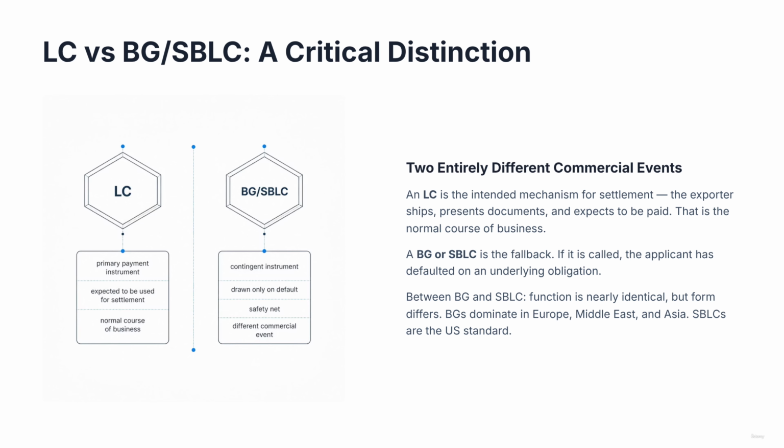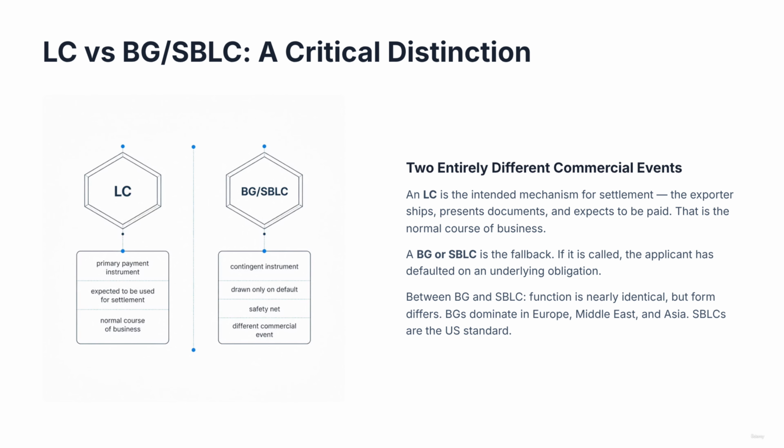A bank guarantee, or SBLC, is a contingent instrument. It is the fallback. No one expects it to be drawn. If a BG or SBLC is called, it means the applicant has defaulted on an underlying obligation. That is a different event entirely. And between the BG and the SBLC themselves, the function is nearly identical, but the form differs.